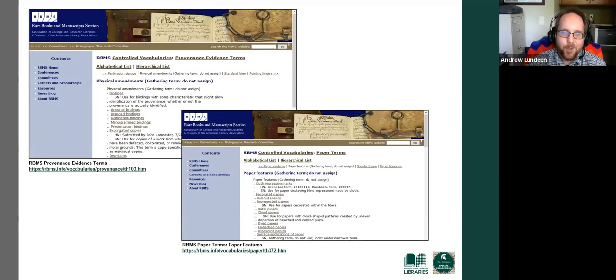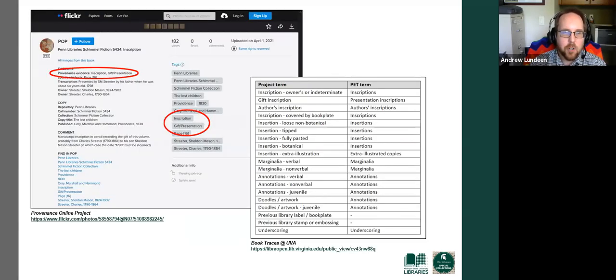Okay, but why create our own provenance thesaurus in the first place? There are a number of provenance-related vocabularies out there, including, of course, the RBMS provenance thesaurus that I just mentioned, but also including a number of other related RBMS vocabularies, such as the paper terms thesaurus or the thesaurus for binding terminology. Also, around the same time that we first started our project, there were other provenance projects springing up at other institutions.